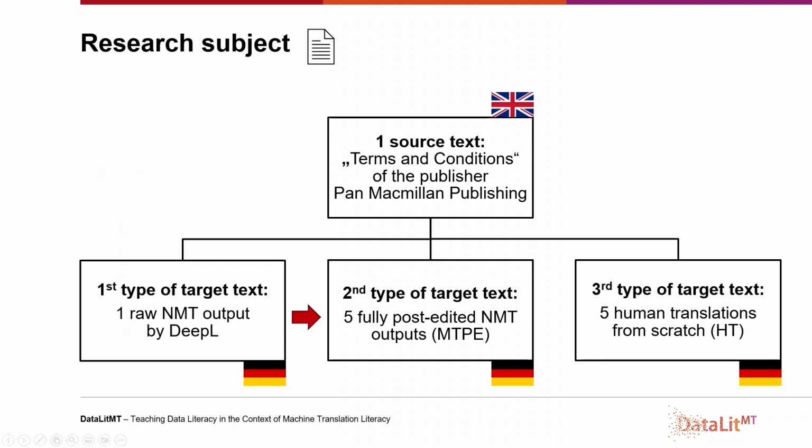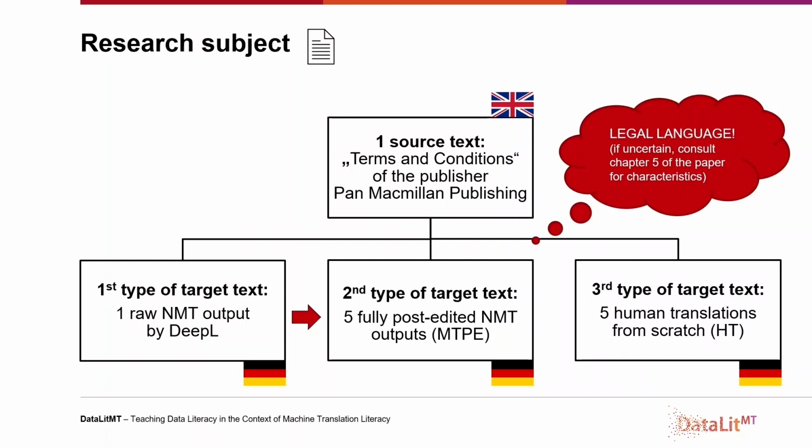Now, some information about our research subject. We have one source text in British English. This text is an extract from the terms and conditions of the publisher Pan Macmillan Publishing. That means we are dealing with legal language. If you are uncertain about the characteristics, you can find some examples in Chapter 5 of the paper.